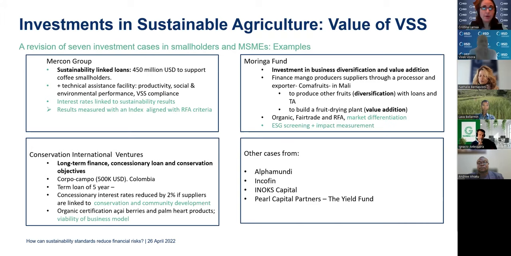It's very interesting, this sustainability linking loan, because it can favor farmers with improved loan interest when they apply sustainable coffee practices. The Moringa Fund, the box on the top right, provides finance and technical assistance to mango smallholders in Mali, suppliers of Coma Fruit, which is an aggregator and an exporter. The credit facility aims at supporting farmers diversifying revenue crops by producing other fruits, and adding value with the establishment of a fruit drying plant through which they can diversify their products and markets. The fund leverages sustainability standards in screening farmers and agribusiness related to environmental, social, and governance issues, as well as for measuring the impact of the investment. Both examples value the market differentiation and relationship that sustainability standards can bring to farmers.